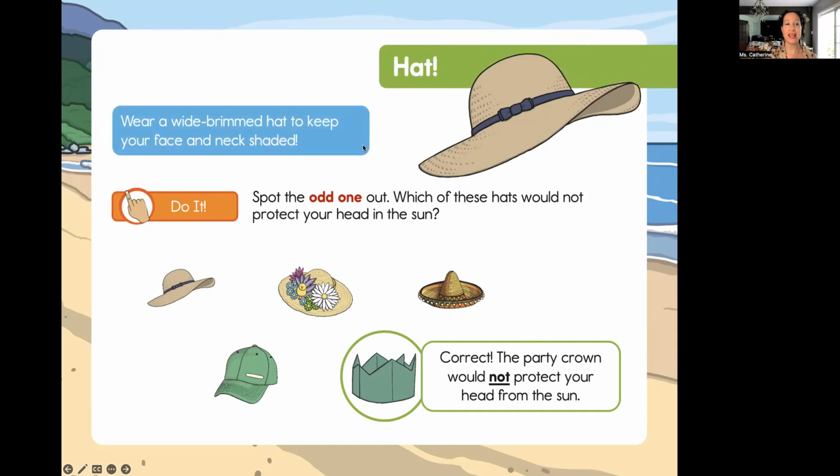Okay, so this would be your hats. You wear a wide brimmed hat to keep your face and neck shaded. Okay, so what does this vocabulary word mean? Wide brimmed. Okay, this would be wide brimmed. You see how big this is over here? This would be considered wide brimmed. So wide would be your adjective, and this would also be an adjective. So wide brimmed hat, describing the hat. Okay, so two adjectives hyphenated because we're describing the hat. Good job, everyone.